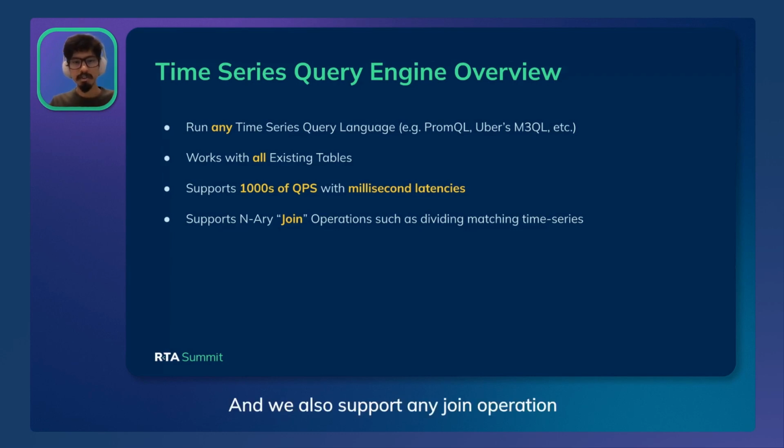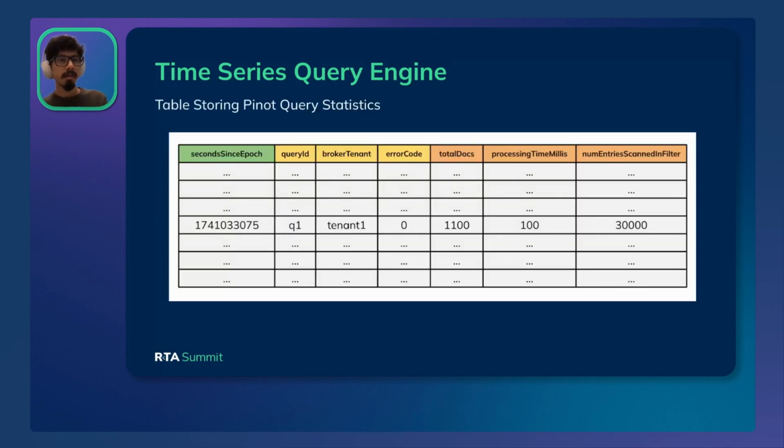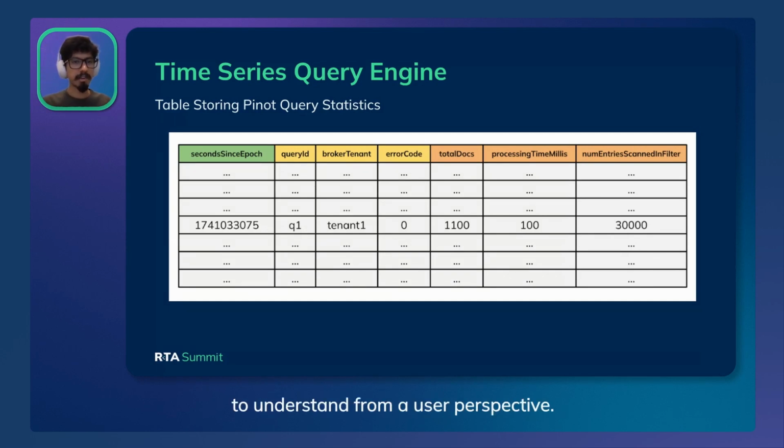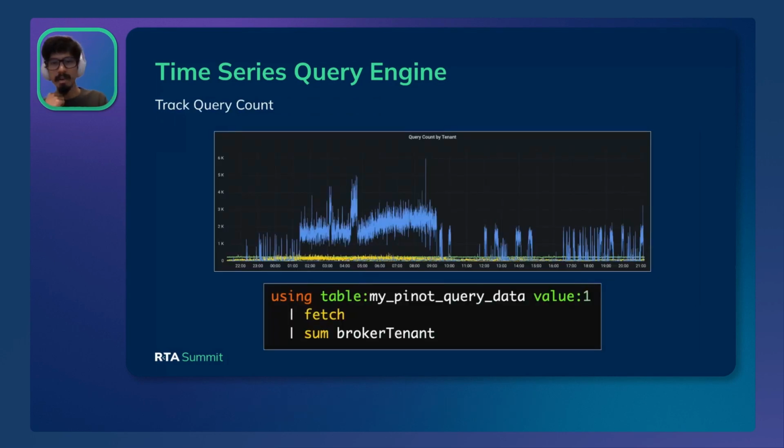And we also support n-ary join operations, such as you can do division of series, you can do percentile of series, and so on and so forth. And the join is essentially between expressions here. I'll show examples to show what joins mean here. But for the rest of the examples and slides, I'll take this particular table as an example. Again, this is a Pinot table, which is storing Pinot queries data. So it's much easier, I guess, to understand from a user perspective.